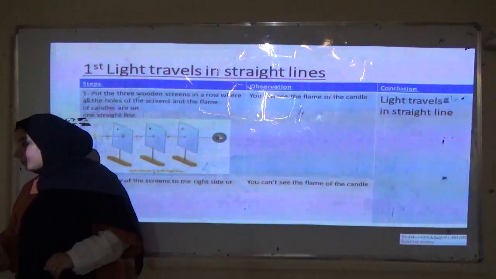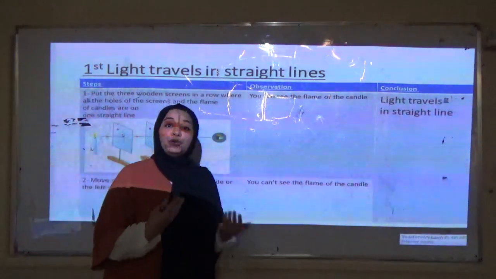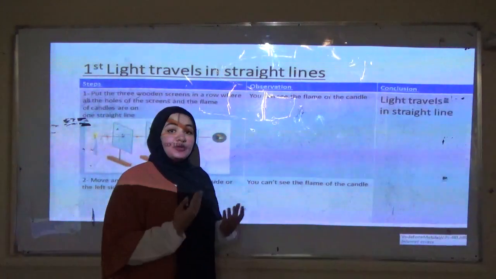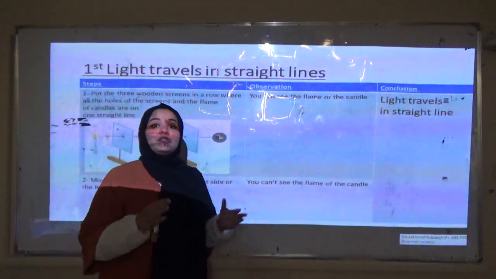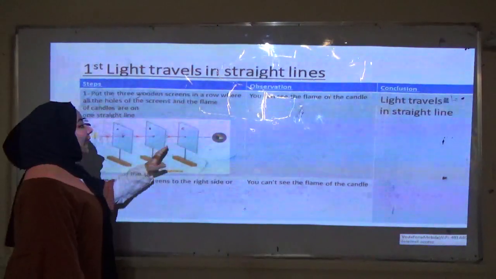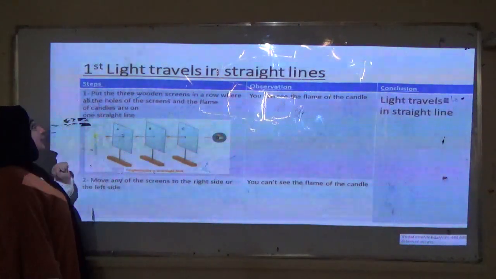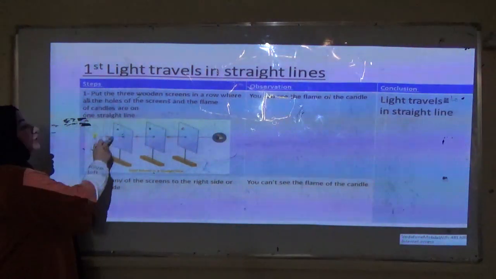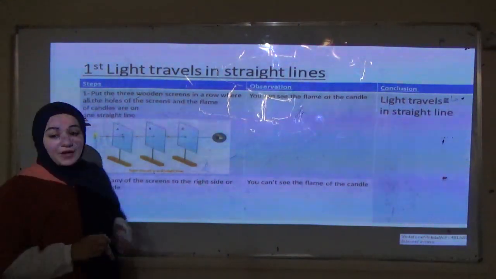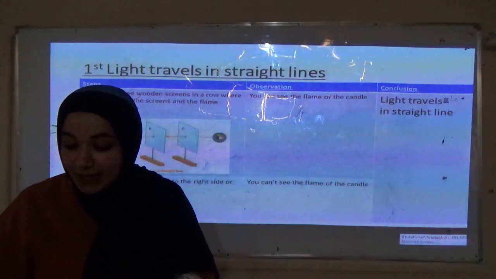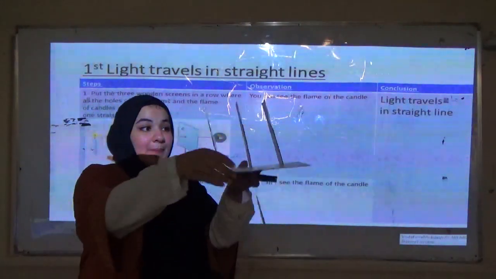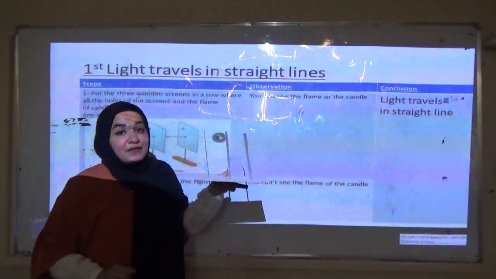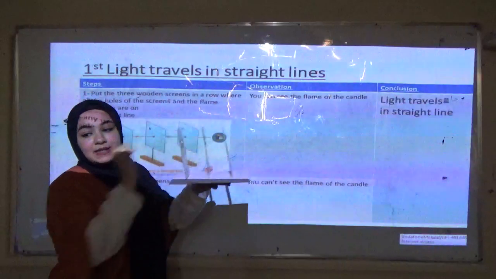Now, I want to prove that light travels in a straight line. I want something to tell me that the light really travels in a straight line. Now we will do an experiment. Number 1, in this experiment I put 3 wooden screens. I have 3 wooden screens, the same as this. I have here 3 wooden screens.